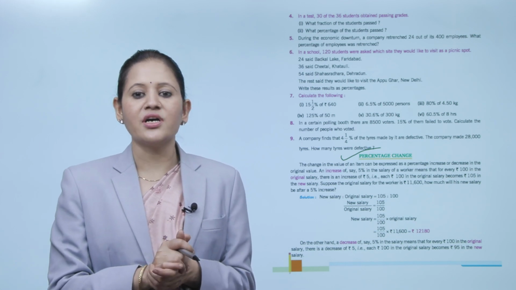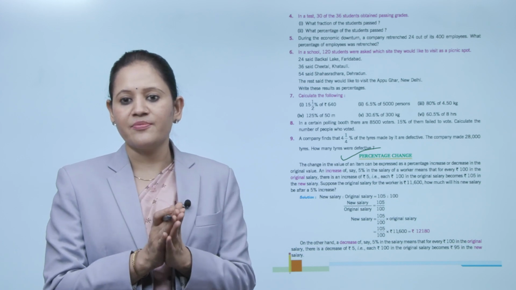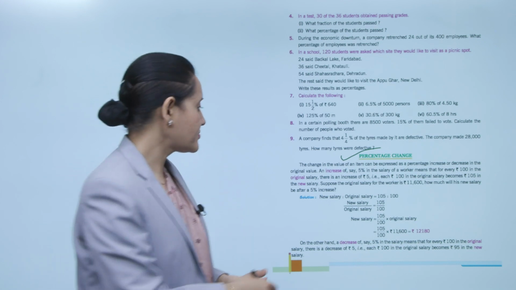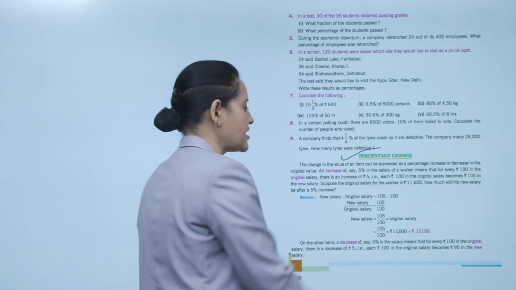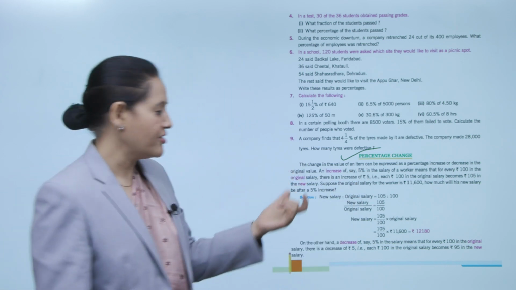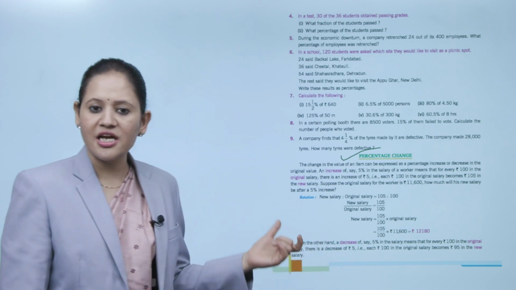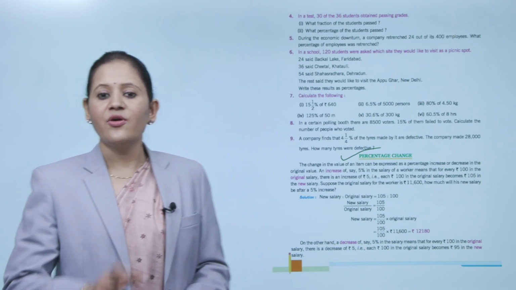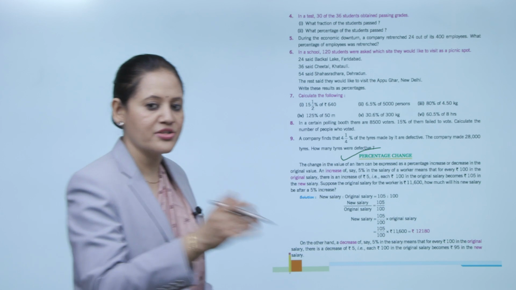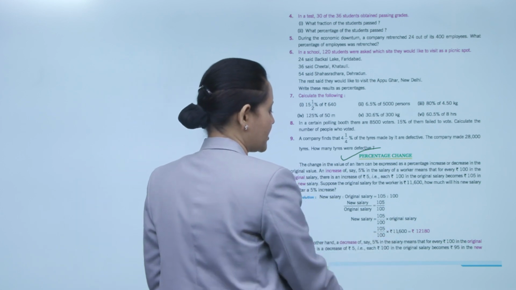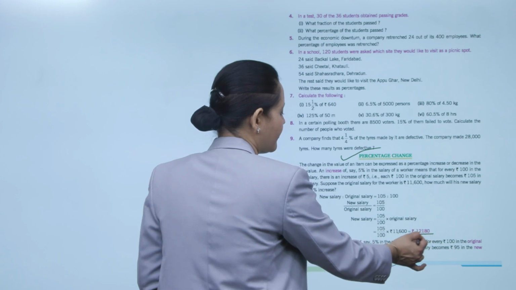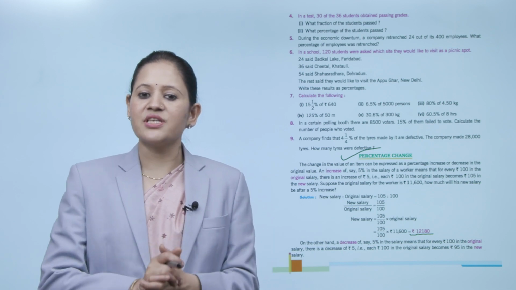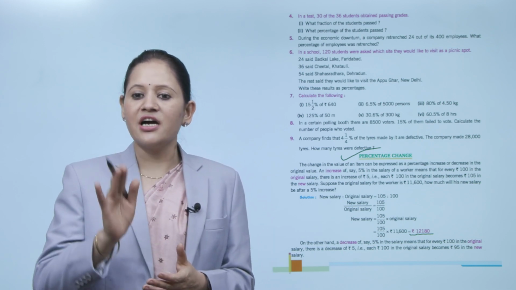Suppose the original salary of the worker is rupees 11,600. How much will his new salary be after a 5% increase? So new salary ratio original salary. New salary हो जाएगी 105 and the original was rupees 100. So new salary upon original salary ratio हो जाएगा 105 upon 100. So new salary क्या हो जाएगी 105 upon 100 multiply by original salary. Original salary थी 11,600. So new salary will be 12,180 rupees.